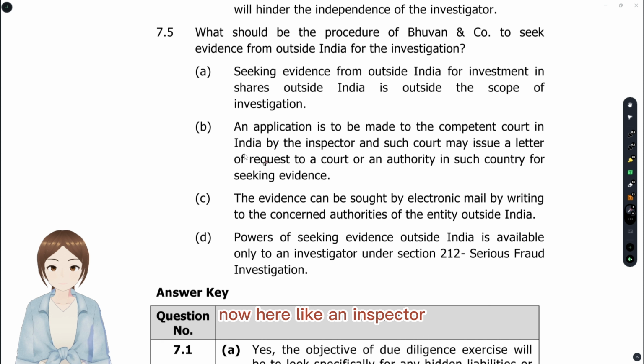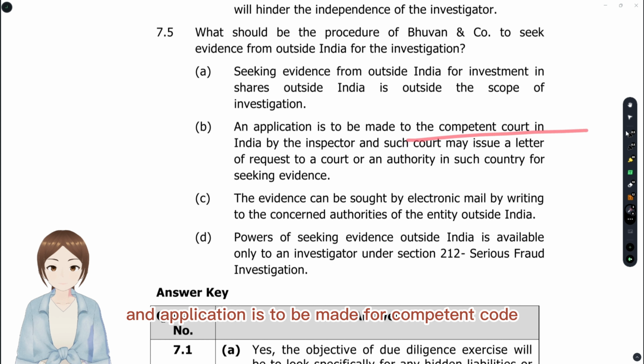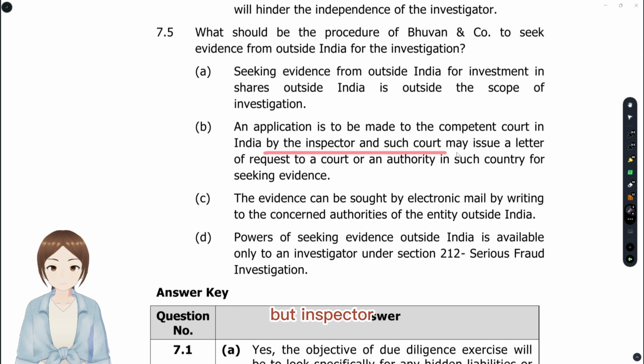Now here, like an inspector under investigation, so here also the same. Seeking evidence from outside India for investment shares of outside India is out of scope. No, an application is to be made to a competent court in India by the inspector, and as such, the court may issue a letter of request to a court in such country, that foreign company, for seeking evidence. This is the most appropriate answer.